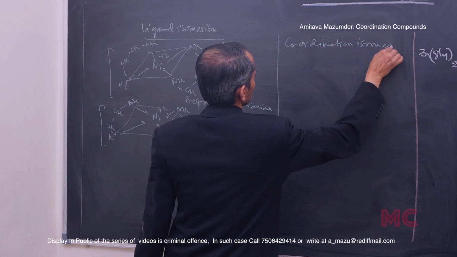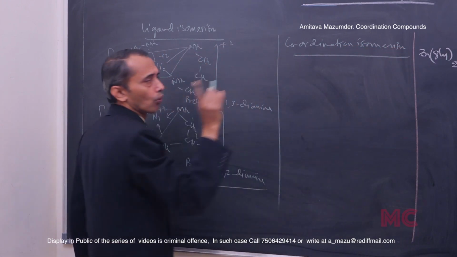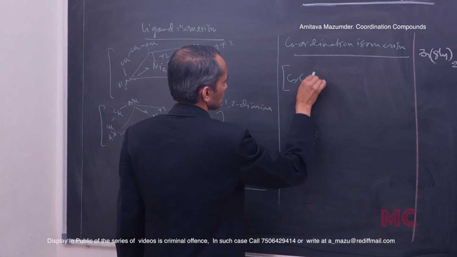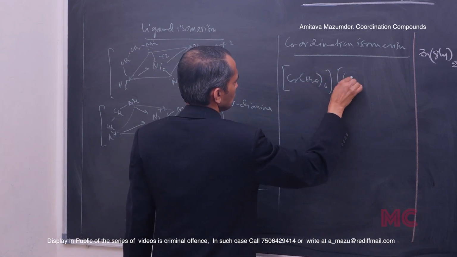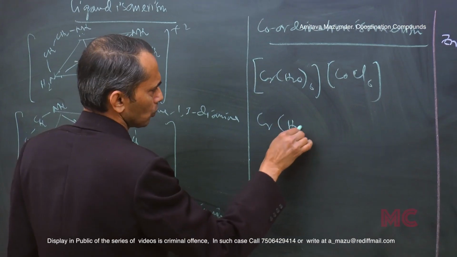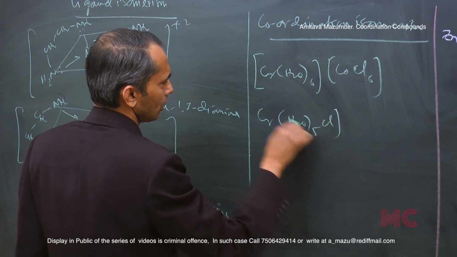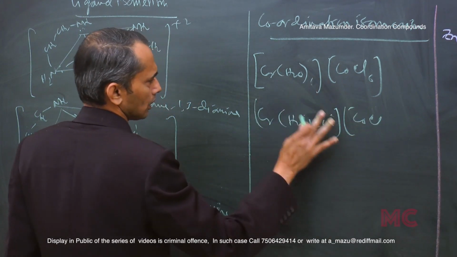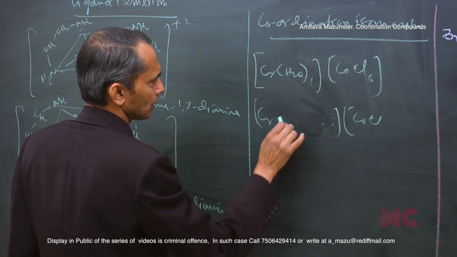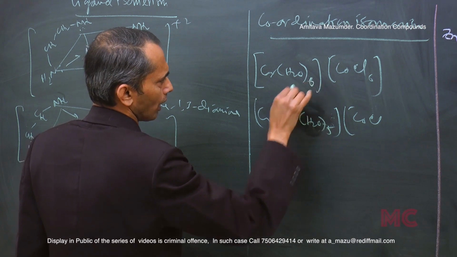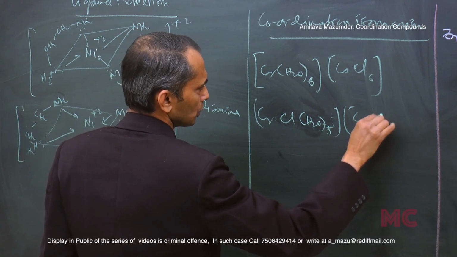In that case, basically it is happening between two coordination spheres. For example, if I say Cr(H2O)6 and Co(Cl)6. If I write this, and if I write Cr(H2O)5Cl and Co(Cl)5, I should write Cl first. Cr Cl(H2O)5, and over here Co Cl5 with H2O.